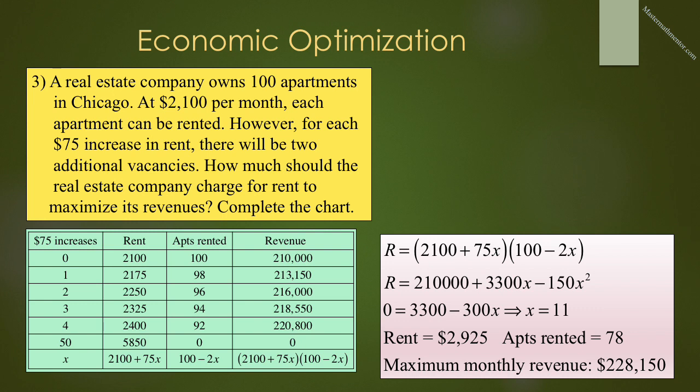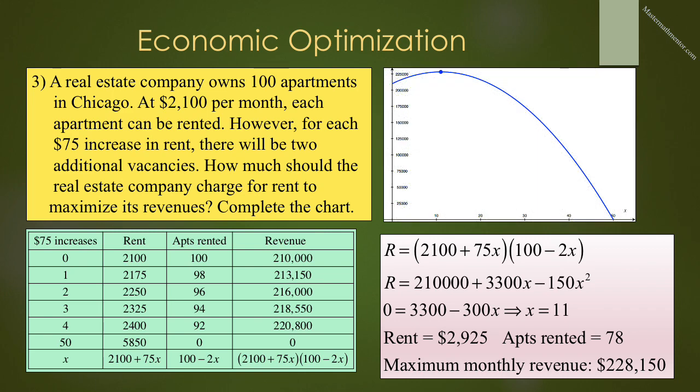And therefore the monthly maximum revenue is $228,150. We see the graphic confirmation. Realize, though, that by maximizing our monthly revenue, we have 22 vacant apartments. The company actually makes more money not renting apartments than renting them.